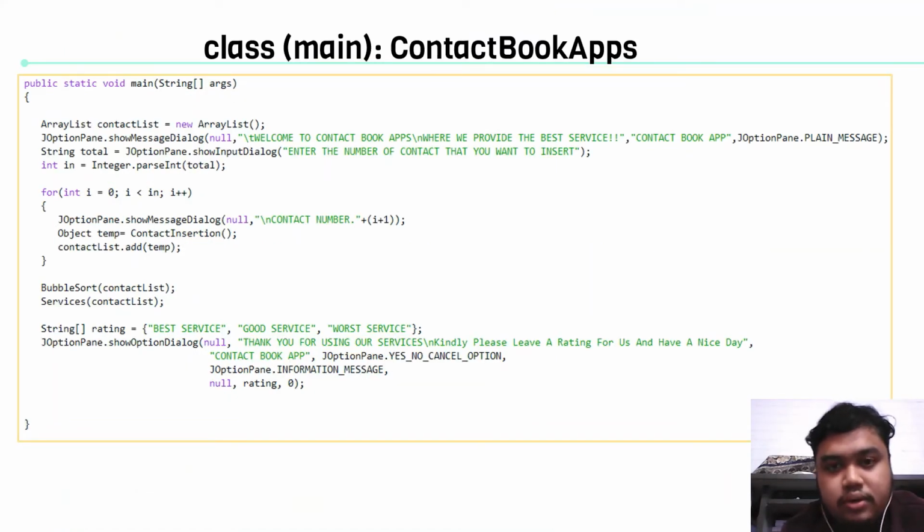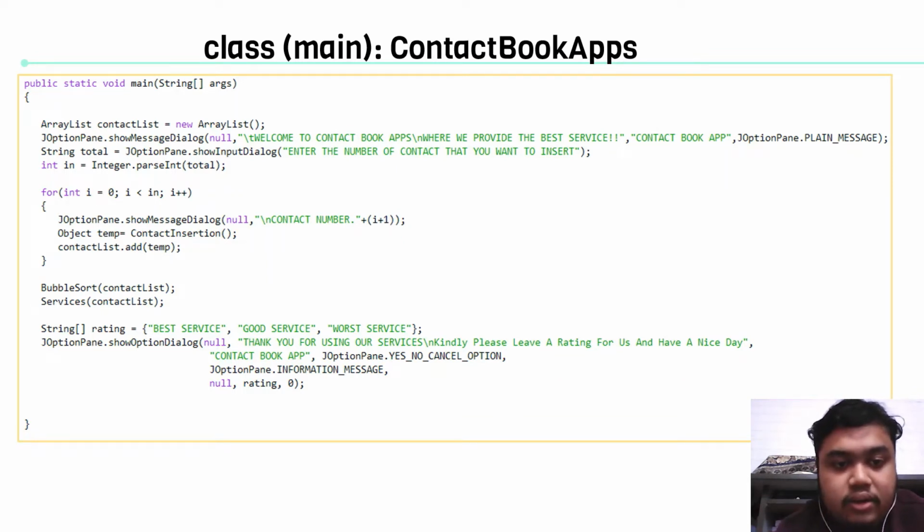Next, we are going to the main class. The name of this main class is ContactBookApps. In the main class, an ArrayList will be created, and the name of the ArrayList is contactList. It will store all the information about the contacts that will be inserted by the user. After that, the program will ask about the number of contacts that the user will insert.